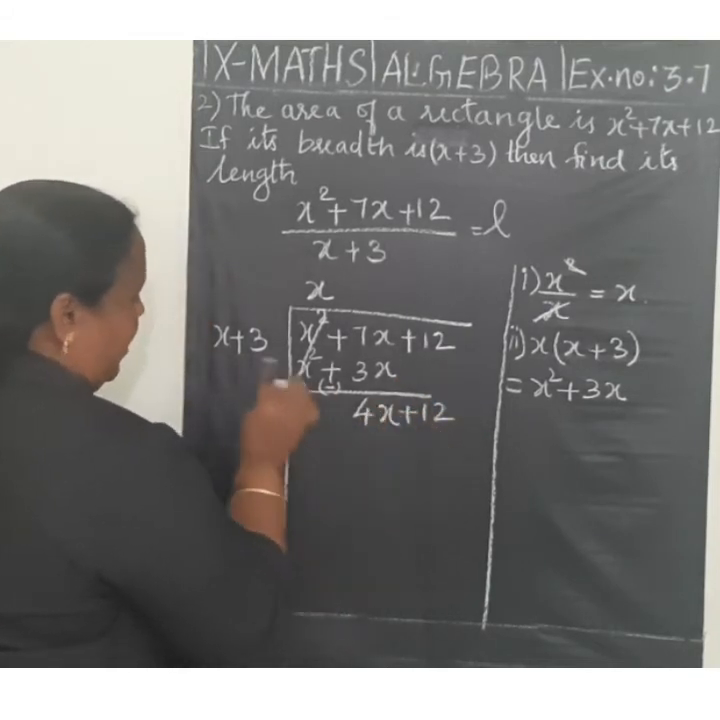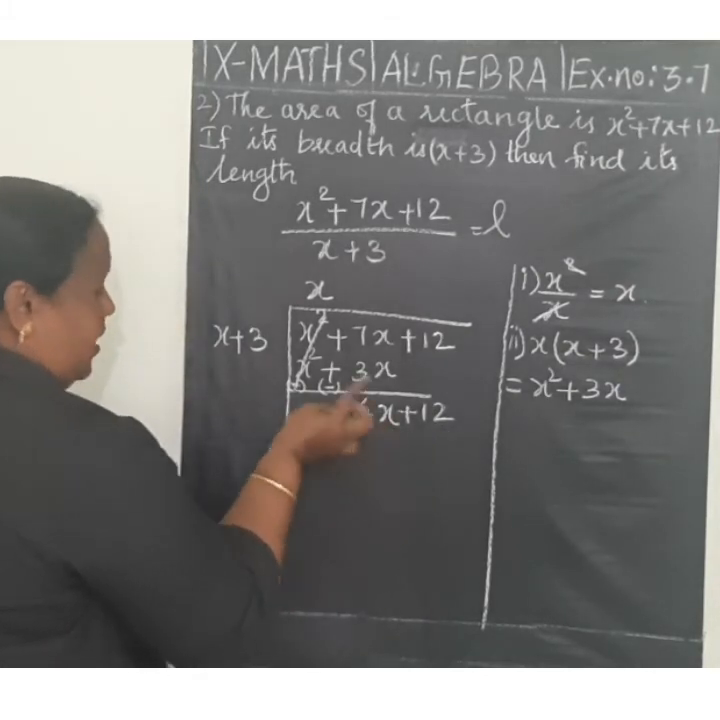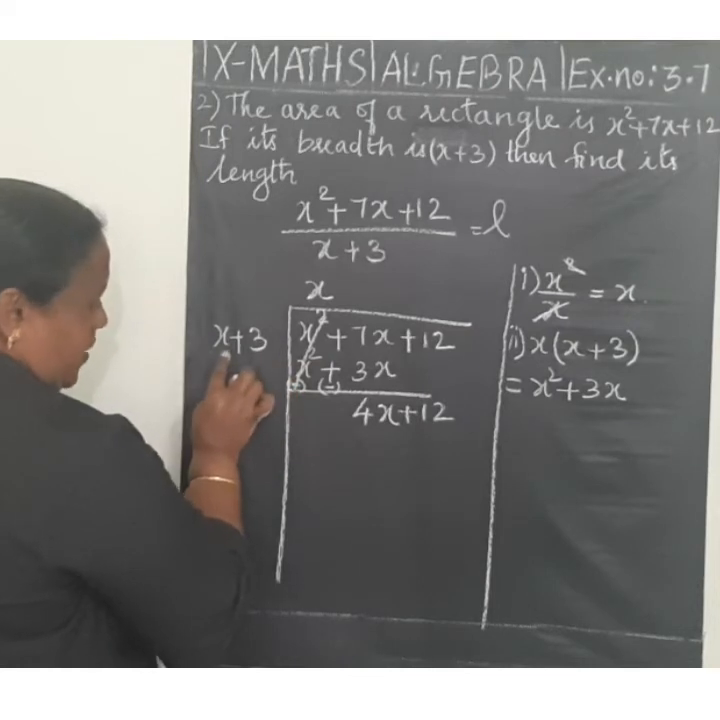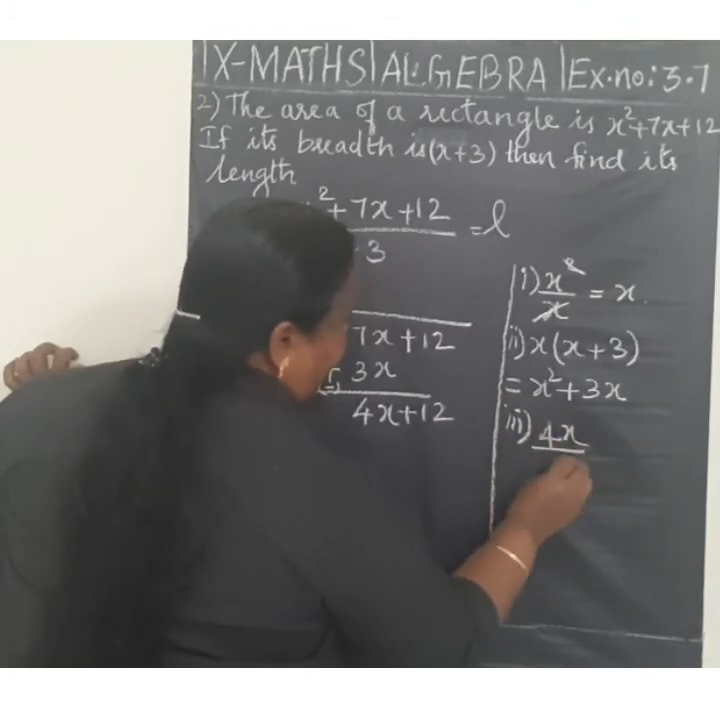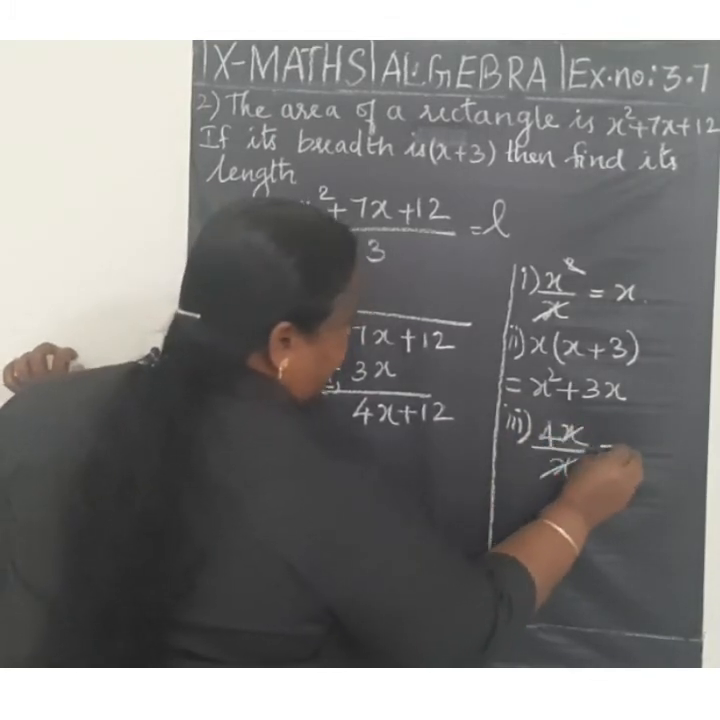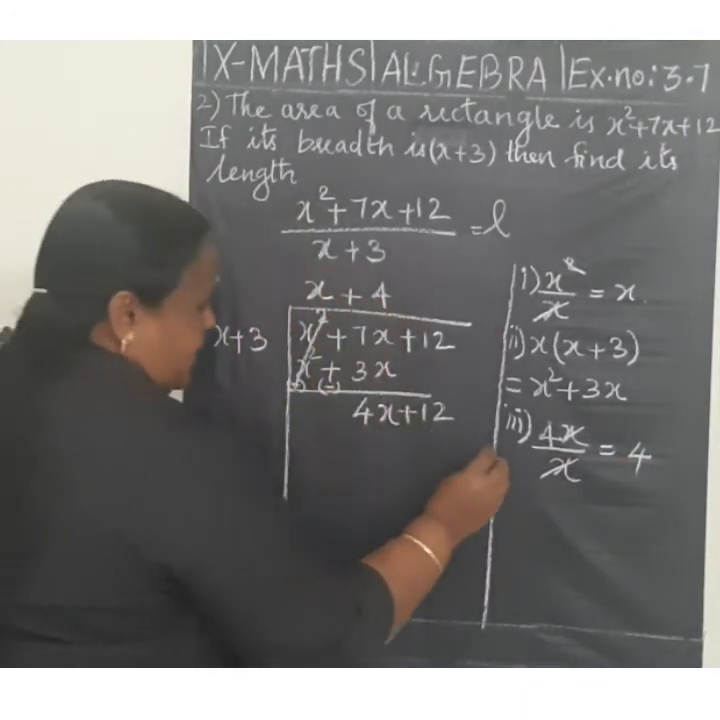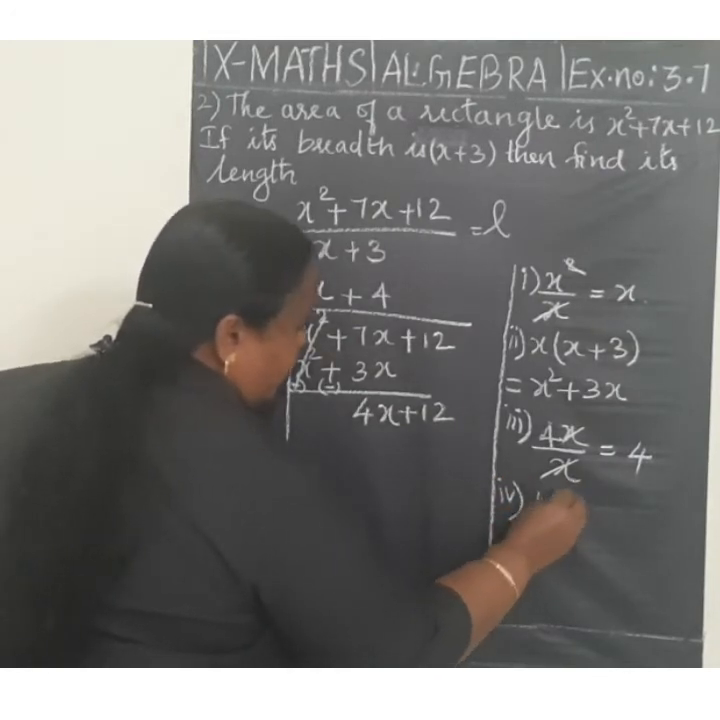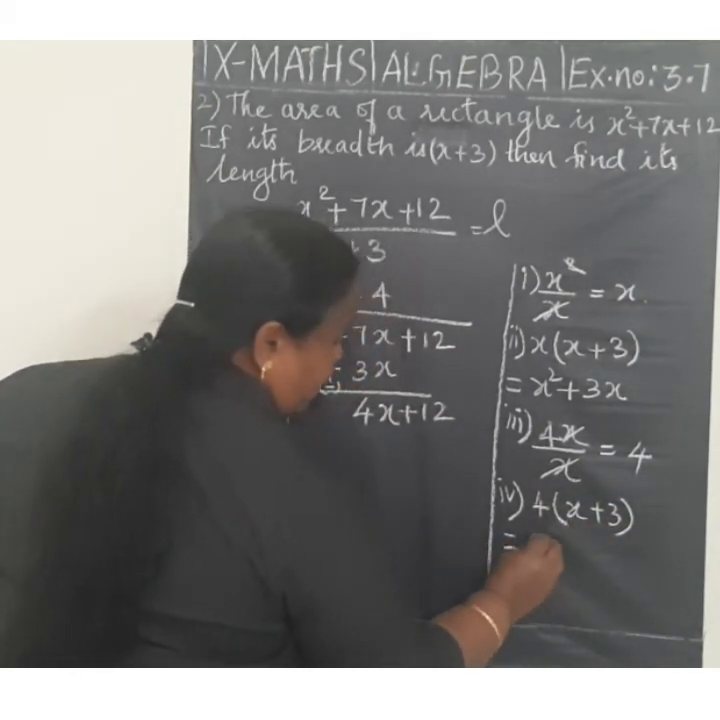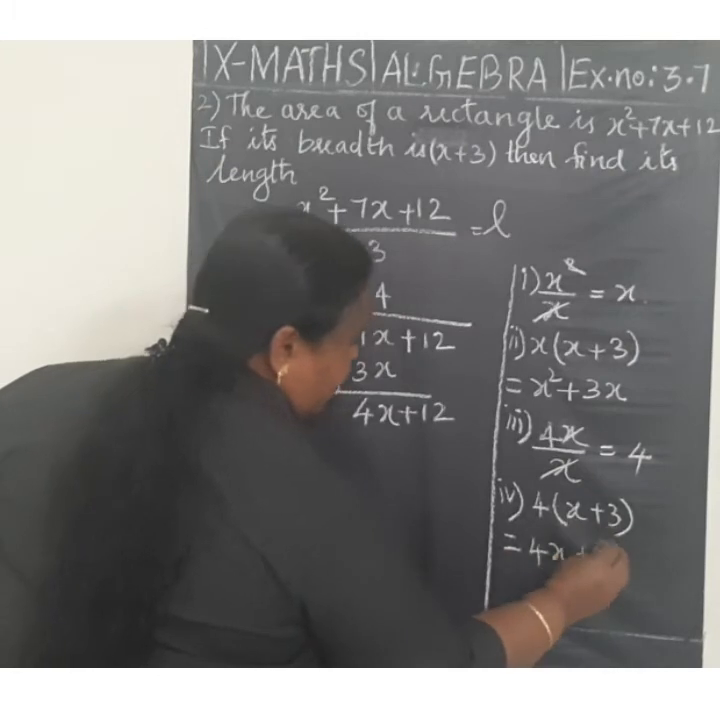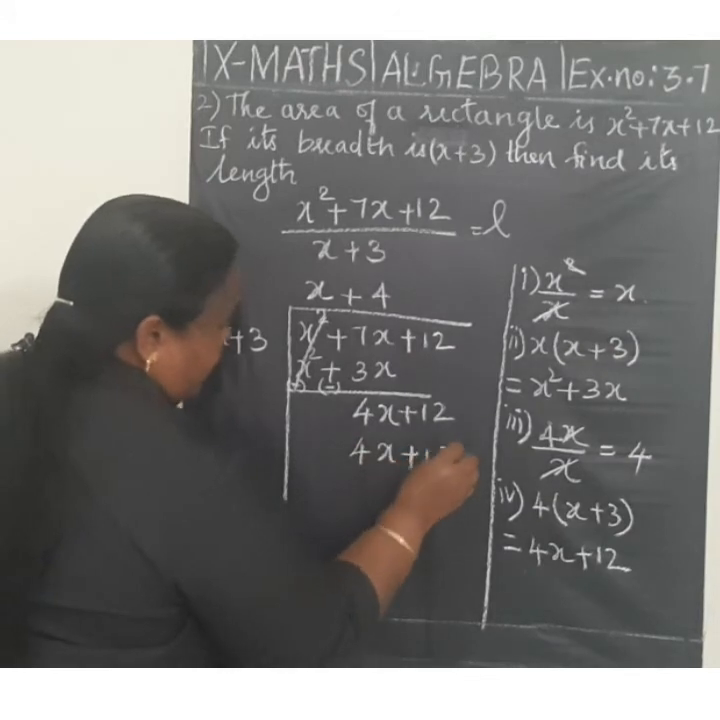Now 4x plus 12 divided by x plus 3. In this 4x plus 12, we take the first term 4x and divide it by the divisor's first term. Third step is 4x divided by x. x and x will get cancelled and we get 4. So here plus 4. Next we multiply this 4 with the divisor x plus 3: 4 into x is 4x, 4 threes are 12. So we write here 4x plus 12.